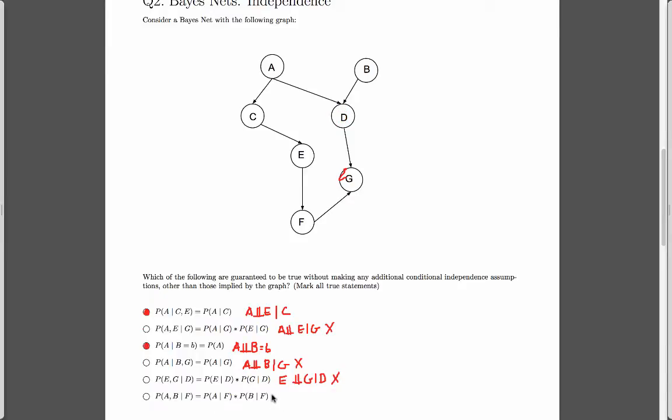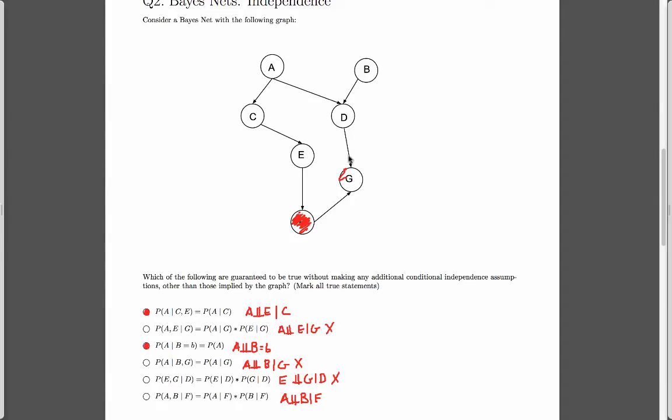Lastly, we have AB given F being equal to A given F times B given F, and this is saying that A is independent of B given F. So if we shade in our variable F, we're looking at whether or not A and B are independent.